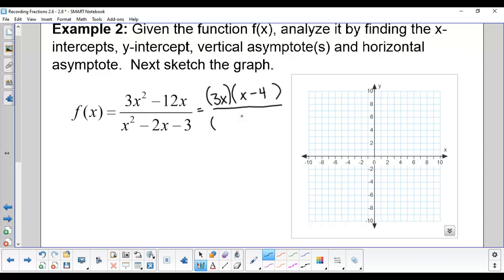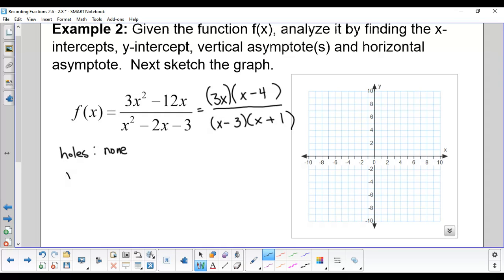On the bottom, I also see that this is able to be factored. And I know that numbers that multiply to negative 3 are going to be negative 3 and positive 1, or negative 1 and positive 3. I apologize. And when I do this, I see that negative 3 and a positive 1 will end up adding up to equaling negative 2x. Next, I look to see if there are any holes. In this case, there is not a common factor on the top and bottom, so I'm just going to make a note that there are no holes.